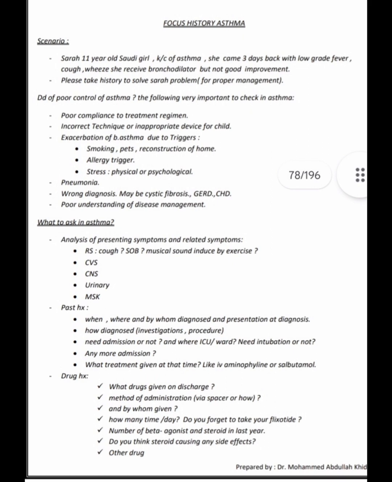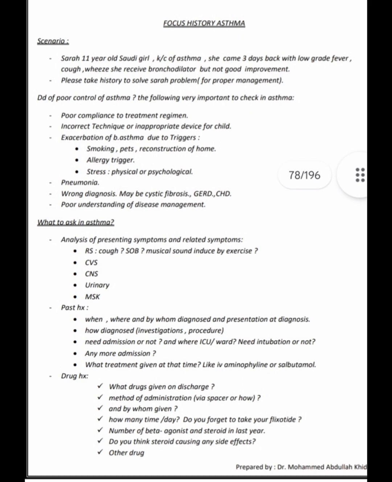Now, the differential diagnosis of poor control of asthma. The following are very important to check in asthma. When we take the asthma history, these are the differentials we think of: poor compliance to treatment regimen, incorrect technique or inappropriate device for the child, and exacerbation of bronchial asthma due to triggers. The triggers of bronchial asthma are smoking, pets, reconstruction of home, allergy trigger, stress, physical or psychological, and pneumonia. Others are wrong diagnosis, maybe cystic fibrosis, gastroesophageal reflux disease, or congenital heart disease, and poor understanding of disease management. So, when we take the history, we will ask about this disease and these triggering factor questions.